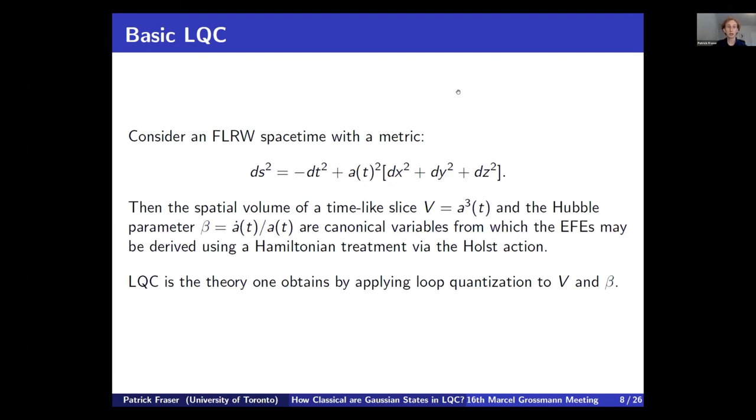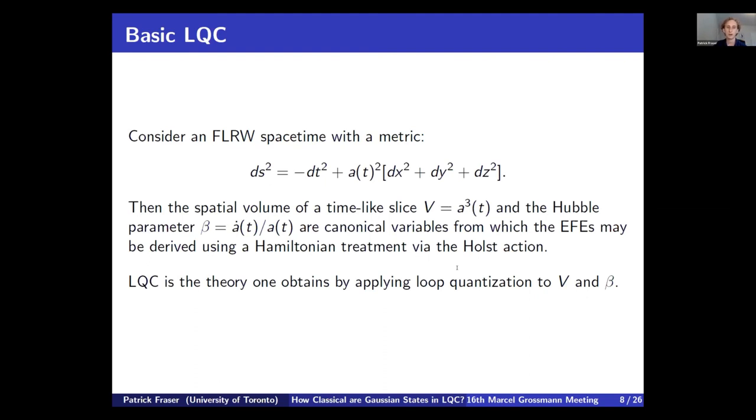Okay, so just to set the stage for this a little bit, if we go back to the usual construal of loop quantum cosmology, I think this will help dialectically here. If we just consider an FLRW space-time where we've got this metric given by a scale factor, then the spatial volume on any particular time slice is given by V equal to the cube of the scale factor, and then the Hubble parameter together with the volume form a pair of canonical variables from which the Einstein field equations may be derived using the Hamiltonian treatment of the Holst action.